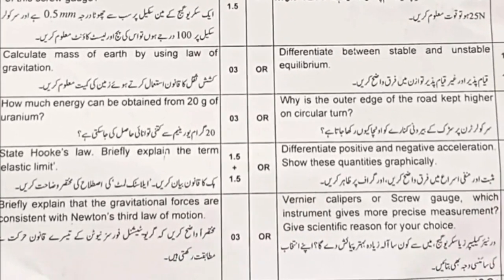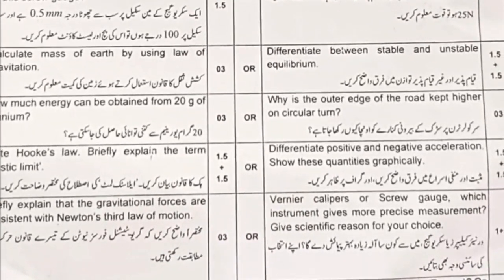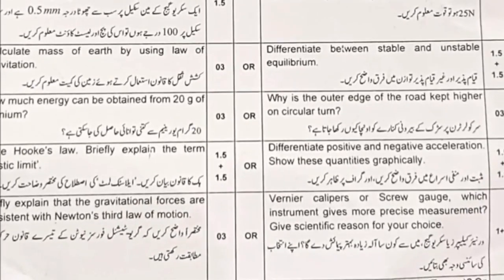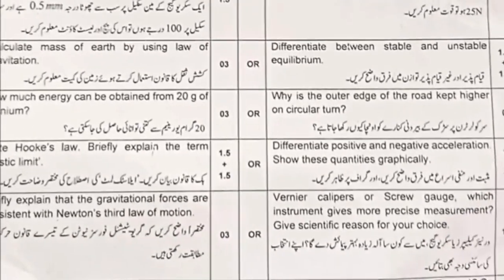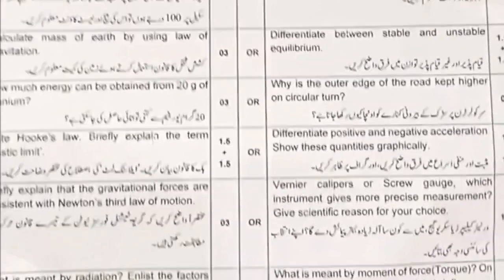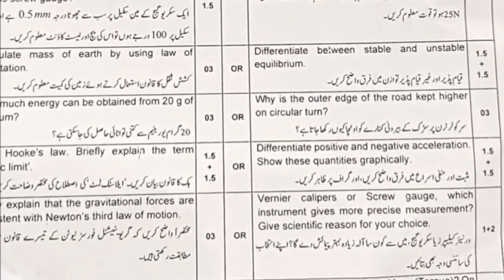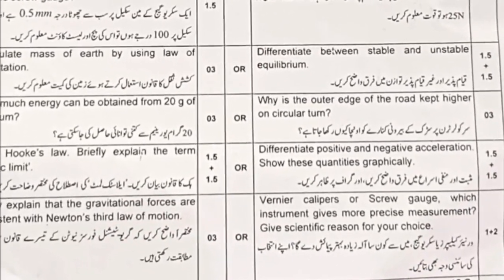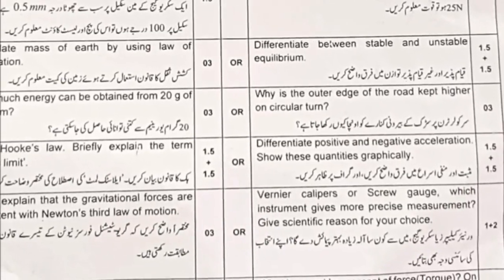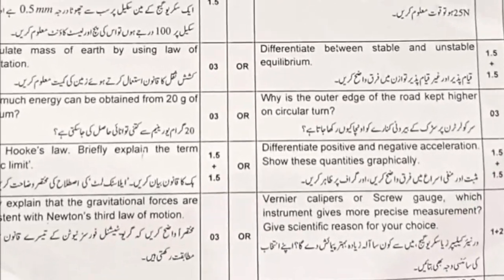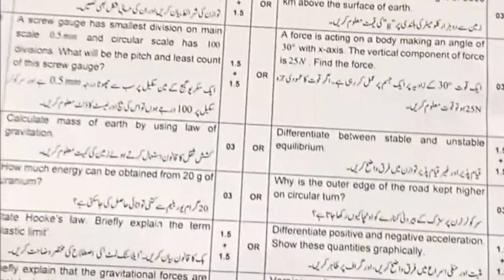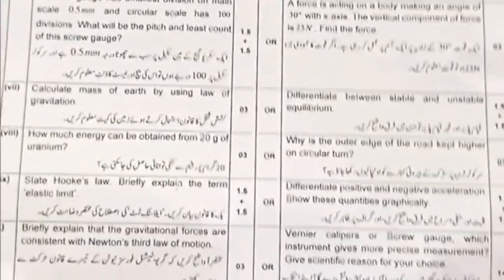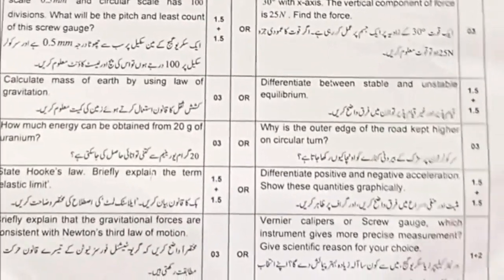And the tenth question, second part is, vernier caliper or screw gauge, which instrument gives more precise measurement? Give a scientific interpretation of your choice. Question 11, second part is, what is meant by moment of force, torque? On which factors does it depend? Explain briefly. This is the 2024 physics paper.